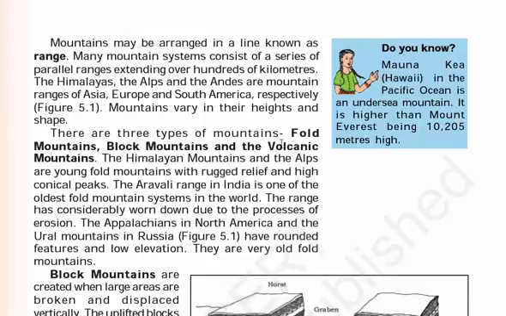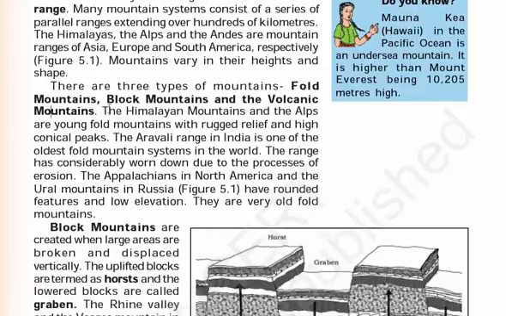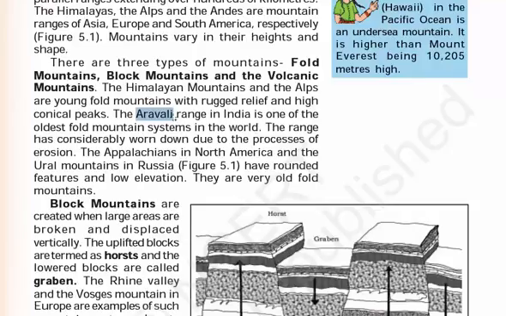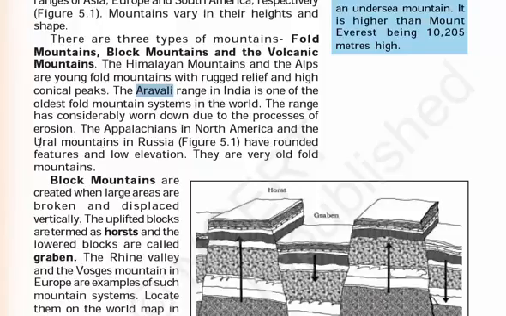There are three types of mountains: fold mountains, block mountains and volcanic mountains. Let's read about fold mountains. The Himalayan mountains and the Alps are young fold mountains. The Aravalli range in India is one of the oldest fold mountain systems in the world. Some other old mountains are the Ural Mountains, which lie between Asia and Europe, and the Appalachians in North America. They are old fold mountains.